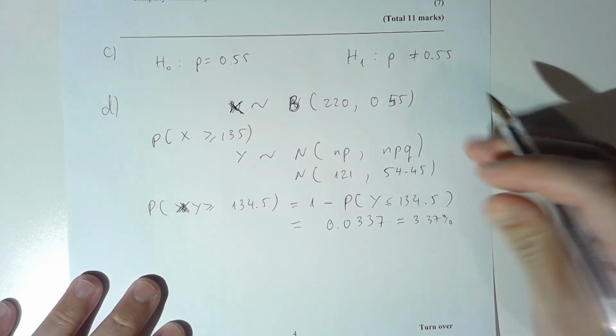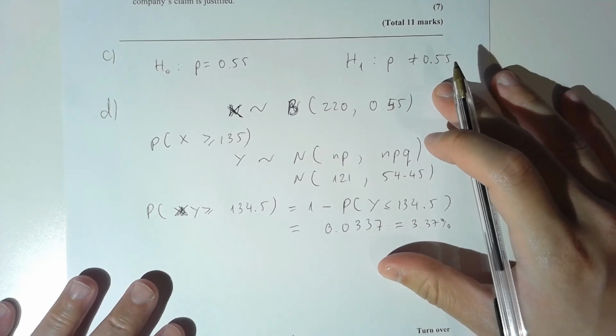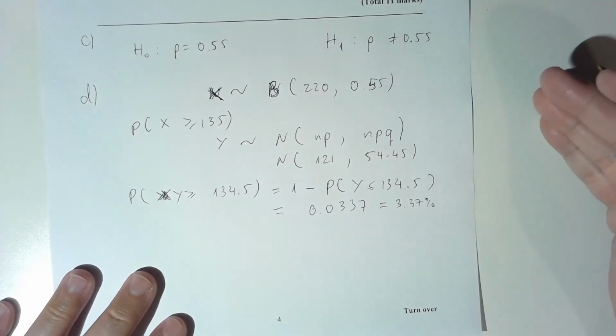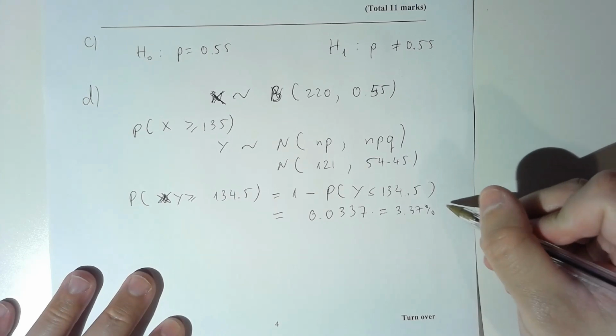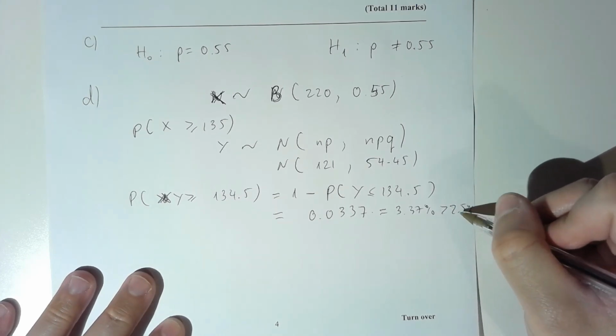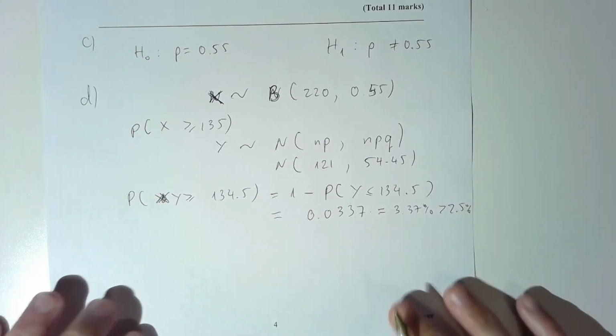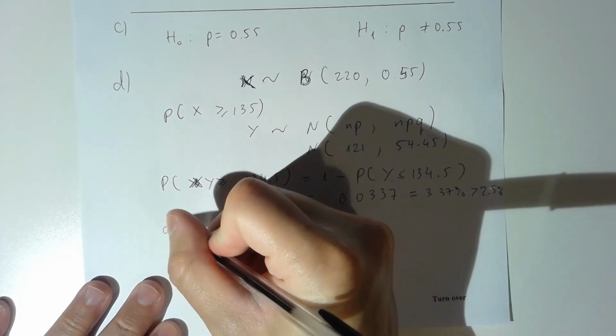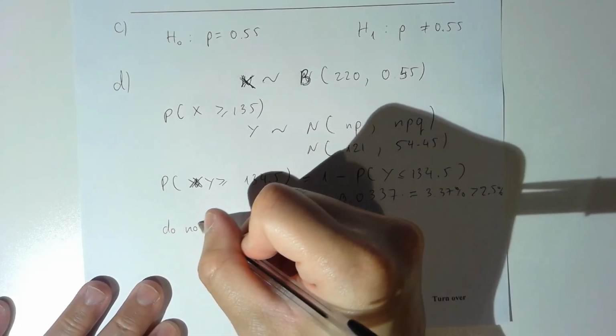Okay, now that is approximately 3.37%. Now they're saying using 5% level of significance, that means each tail will be 2.5%. That means 3.37% is bigger than 2.5%, of course. That means outside critical region. If it's outside, it means do not reject H0.